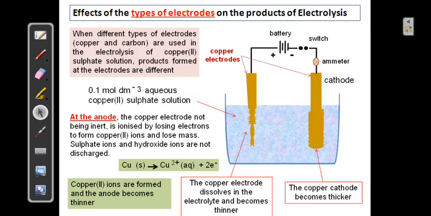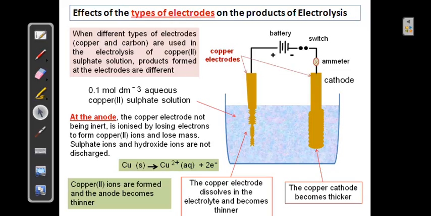and then once they are in ion form, they start moving freely in the solution and get attracted to the cathode. As you know, cations with plus charges will always get attracted to the cathode, which has a negative charge. So they will bind and stick themselves at the cathode, and the result is the cathode becomes thicker. So copper 2 ions are formed, and the anode becomes thinner.